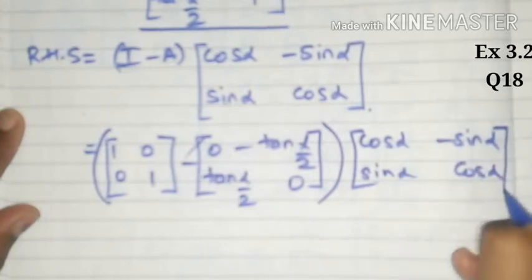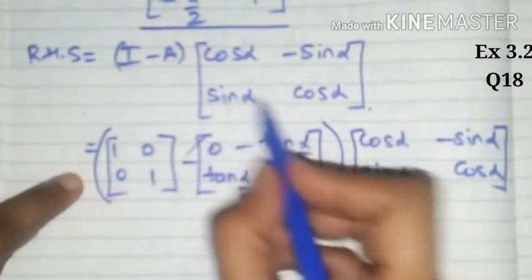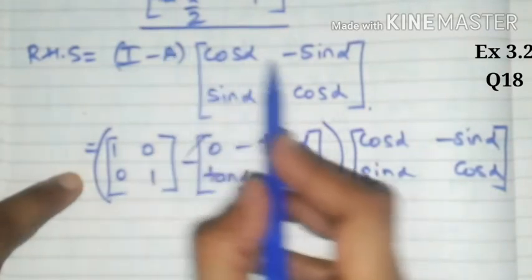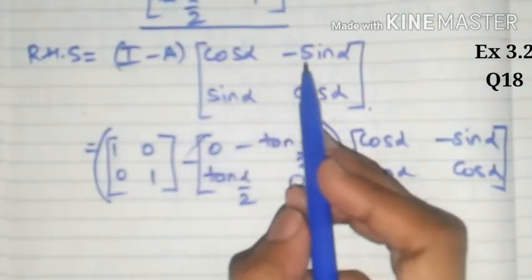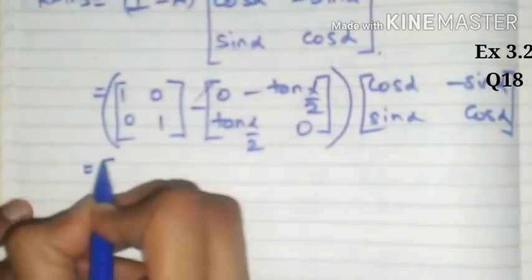So first thing is we have to do the matrix subtraction, friends, because there is a bracket sign. If you cannot multiply matrix A with this matrix, you will get an incorrect value. So first we have to do this matrix subtraction. So let us do that.